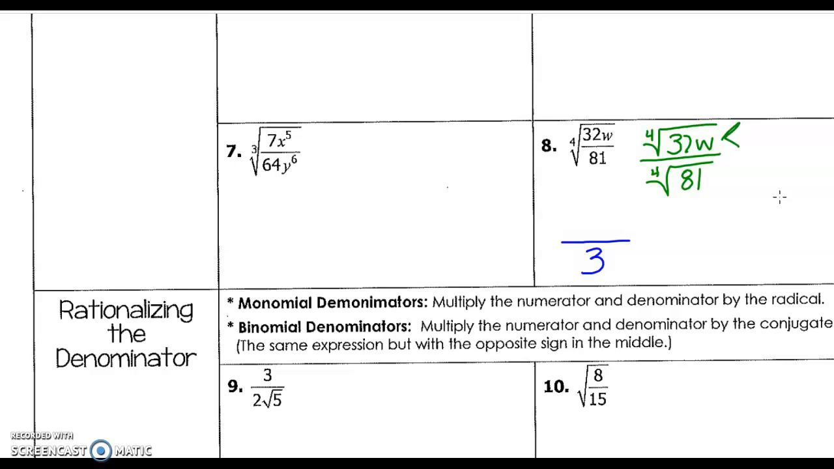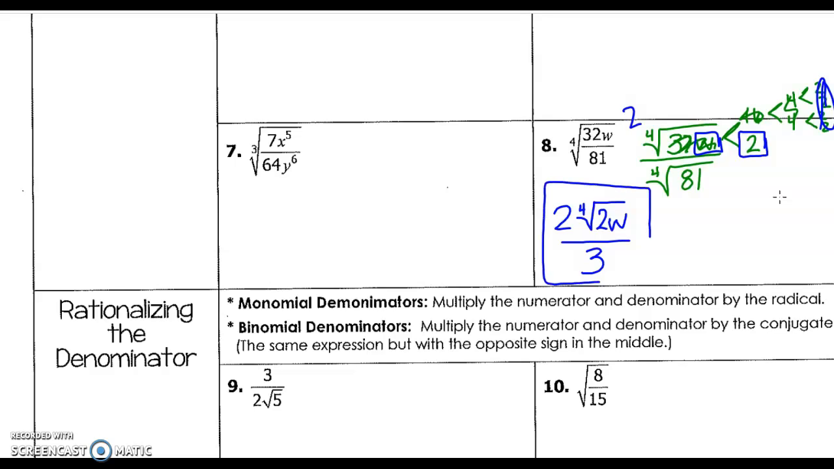So 32, I could go 16 and 2. 16 is 4 and 4, which is 2 and 2. Or if I would have known back here that the fourth root of 16 is 2, I could have just gone ahead and brought that out. So fourth root, here's 4 2's to bring out a 2, and this 2 is stuck. So I've got the w that was also in there. I have 2, fourth root of 2w, and then I can't simplify 2 over 3, so that is done.